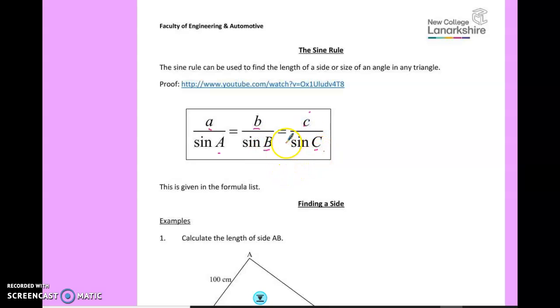We will only ever use two parts of this. We'll never use all three. So we will either use the a and the b, or the b and the c, or the a and the c, for example. We won't ever use the full thing. Okay, let's have a look at some examples then.